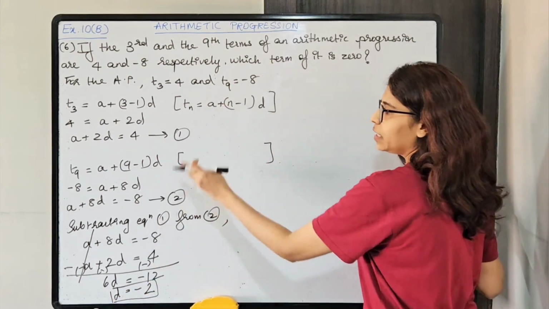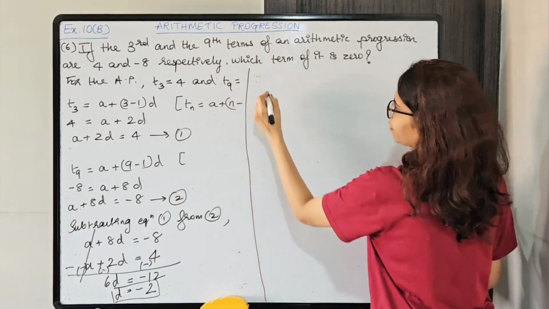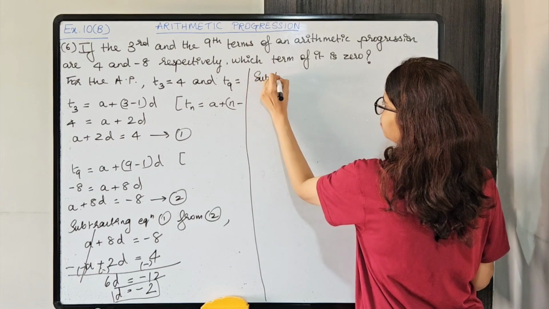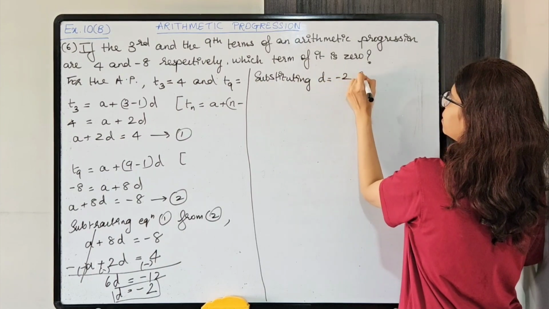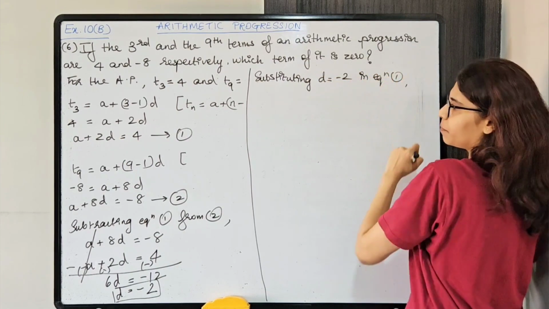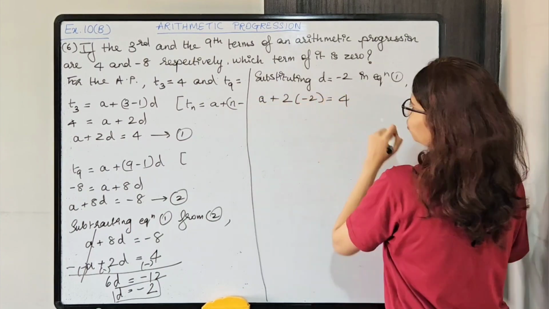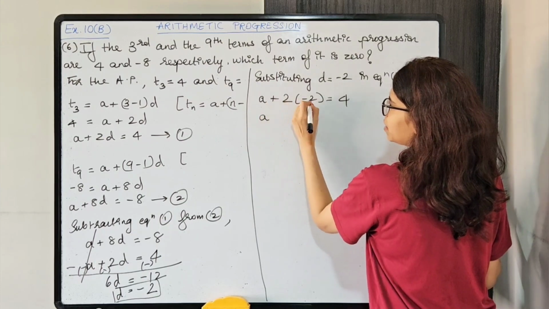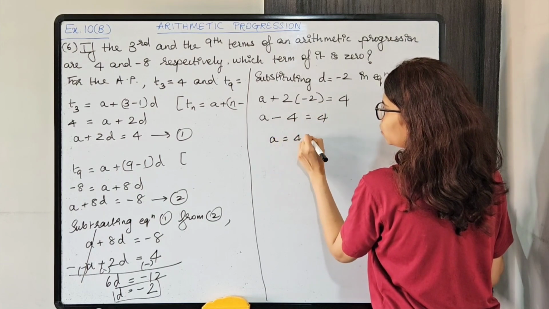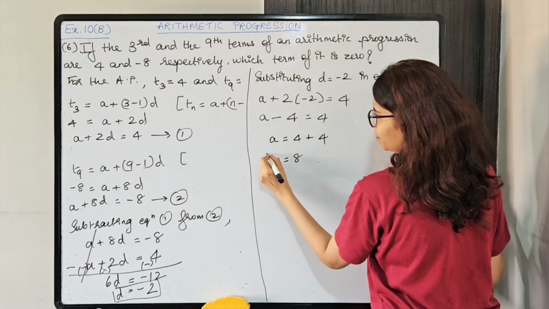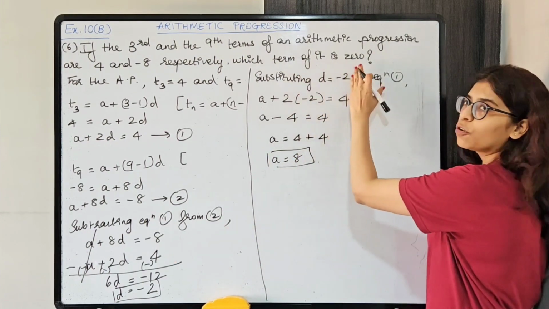Let us put the value of D in one of the two equations and find out A ka value. Okay, substituting D equals to minus 2 in equation 1. A plus 2 into minus 2 is equal to 4. That will give A plus, minus 2 2s are minus 4, so A is equal to 4 plus 4, which is 8. A मिल गया, D मिल गया. Okay. We need to find out which term of the AP is 0.